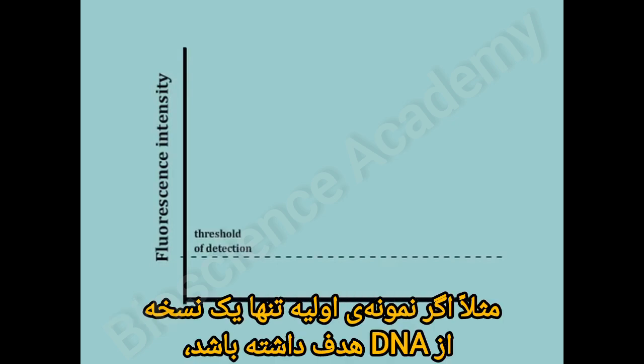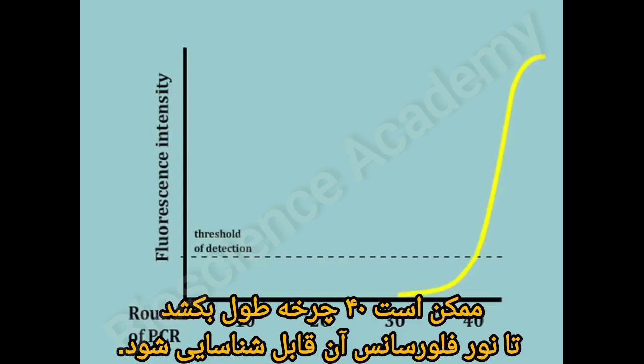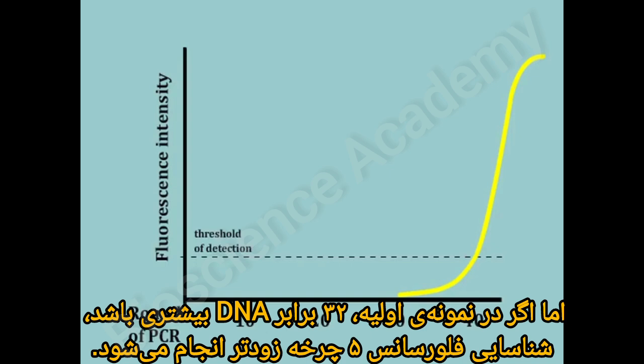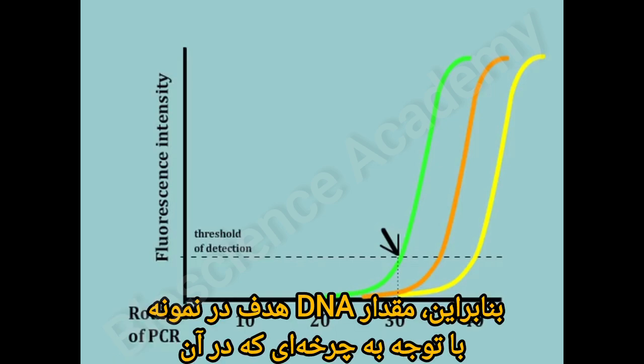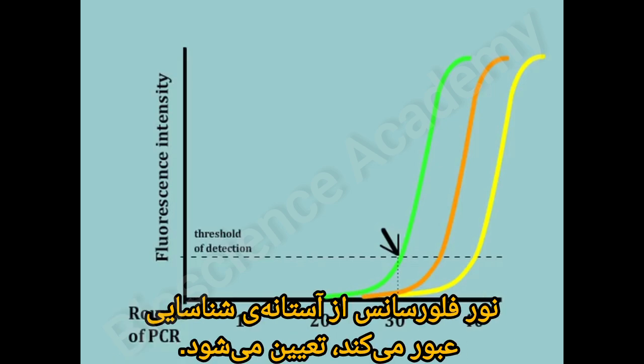So, if you begin with a clinical sample that had only one copy of the target DNA, it could take 40 or more cycles before the amplicons are detected by a fluorometer in a specialized thermocycler. However, if the original sample contained 32 times more copies of the target DNA, then the fluorometric detection would occur after 5 fewer rounds of PCR. And if there were 1,024 more target DNA sequences in the original sample, then the fluorescence signal will be detected 10 rounds earlier. So, the amount of specific DNA in the clinical sample is determined by reference to the round of PCR in which the amount of fluorescence first crosses the threshold of detection.